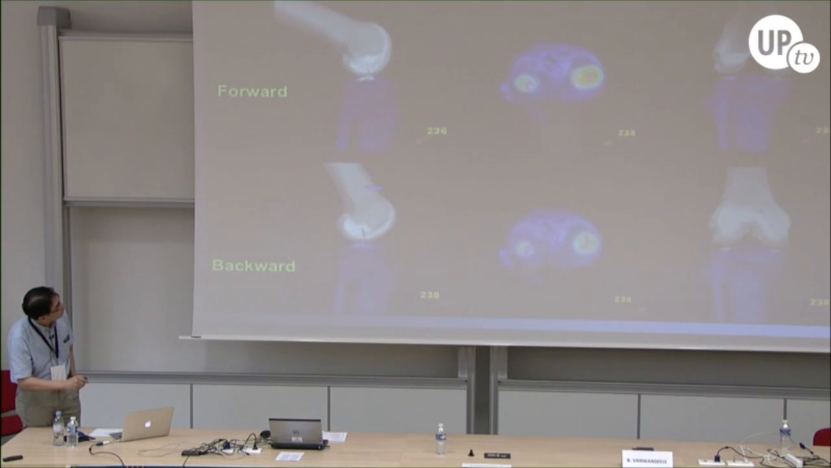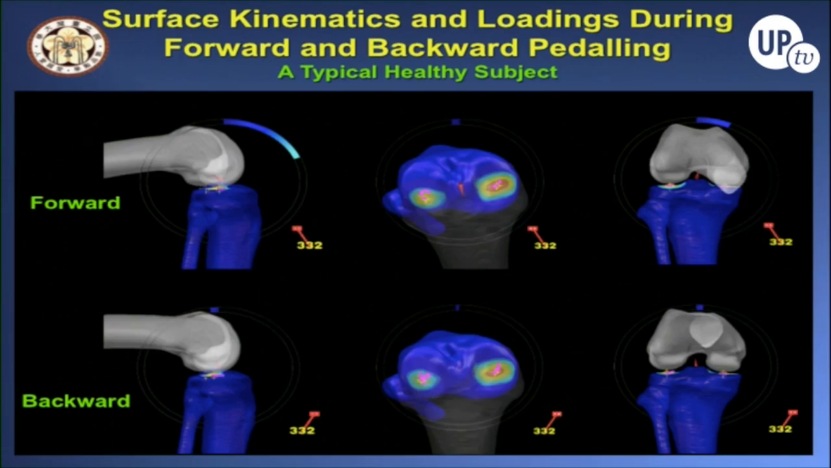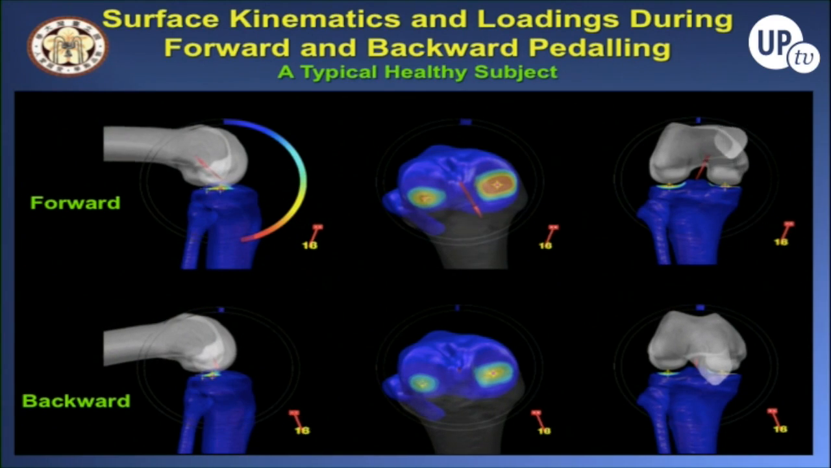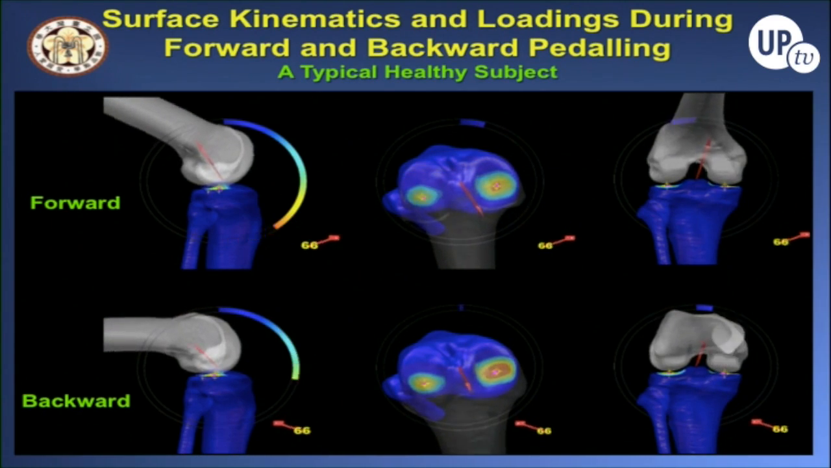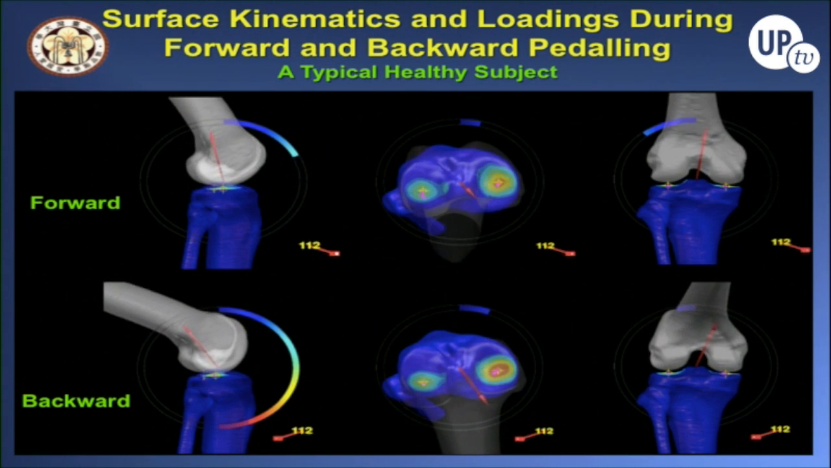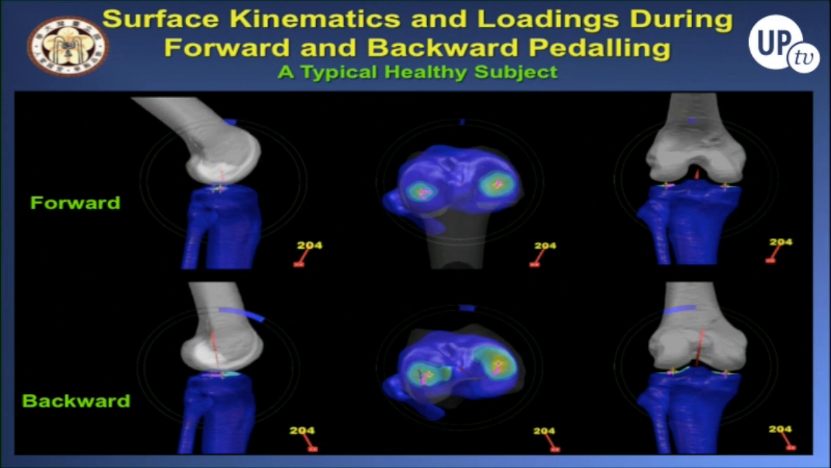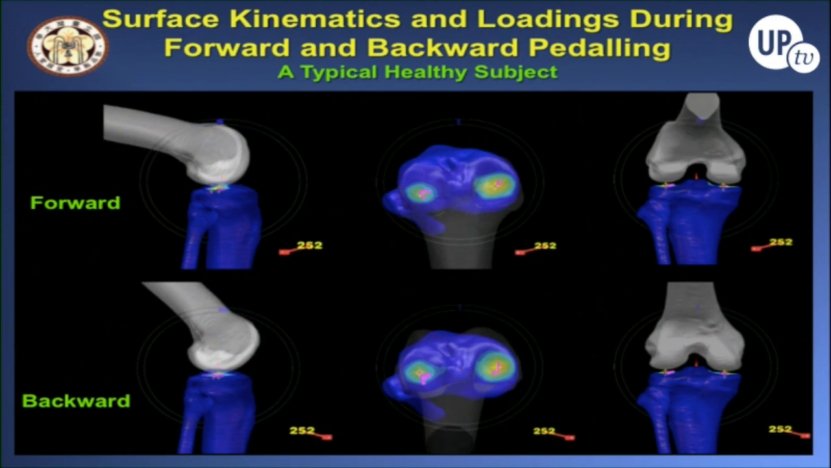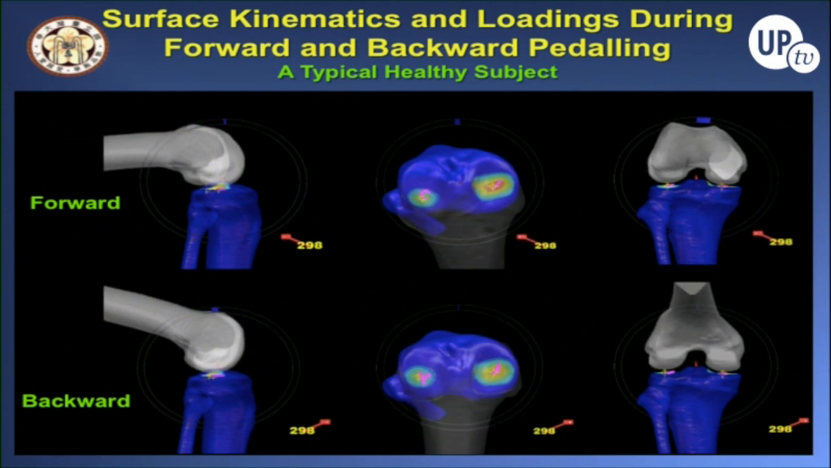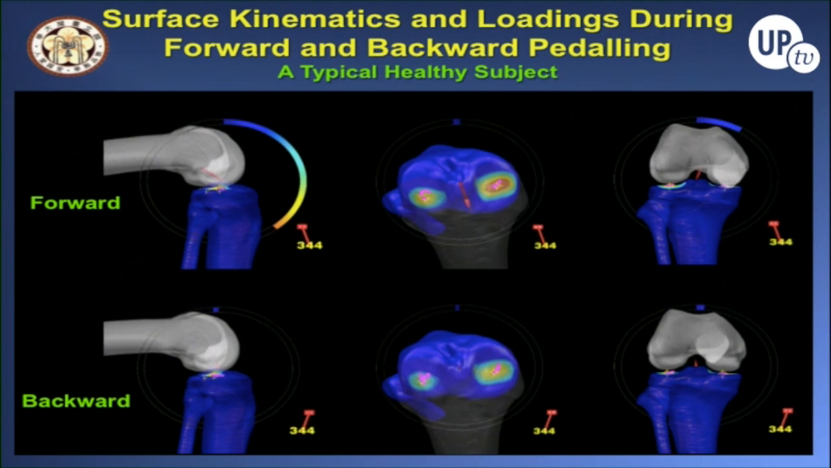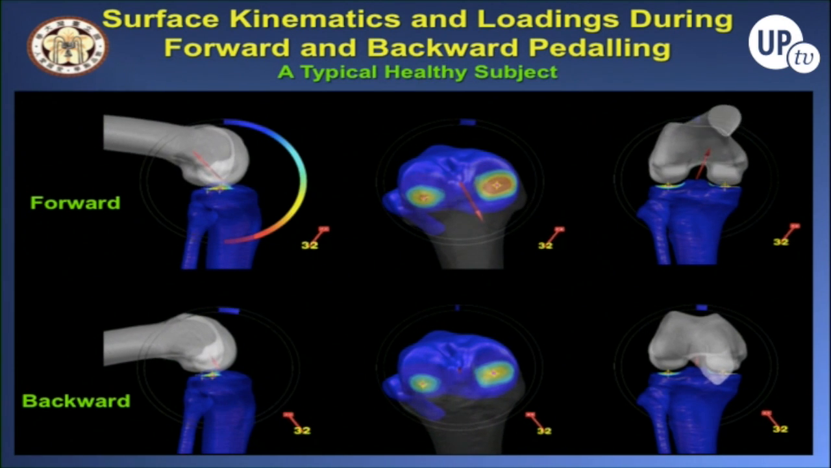And the color map here, you see from the top, is the contact area. The bigger the area, the greater the force transmitted by that compartment. As you can see, the pedal reaction force is directed medial to the knee joint. So the medial compartment of the knee transmits much greater load compared to the lateral compartment. It's quite intuitive to see how the kinematics, kinetics and loads are interacting with each other.